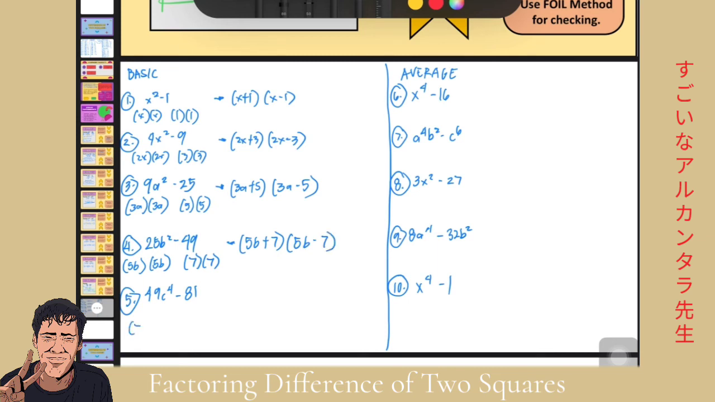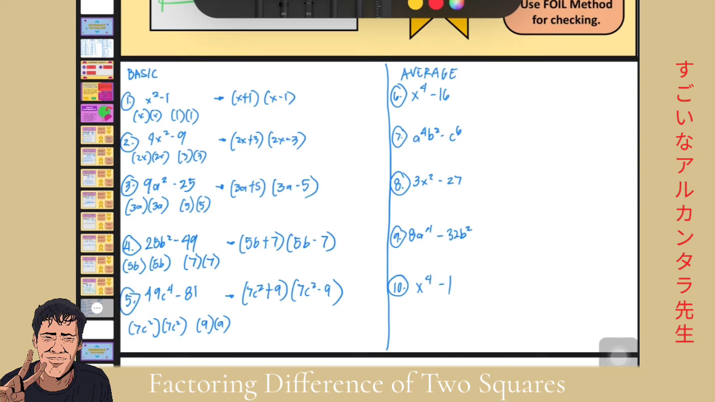Lastly, you can have here 7c raised to 2 times 7c raised to 2. And for 81, that's 9 times 9. So your answer here should be 7c squared plus 9, and also 7c squared minus 9. So those are the answers here. You may check your answers if you got it correctly. Don't have to worry too much about that.